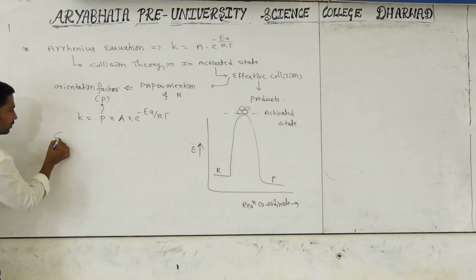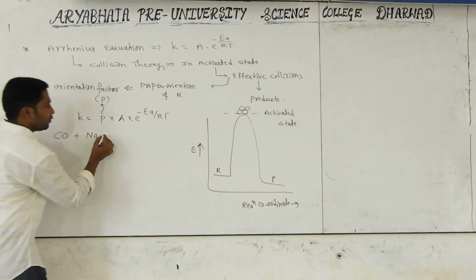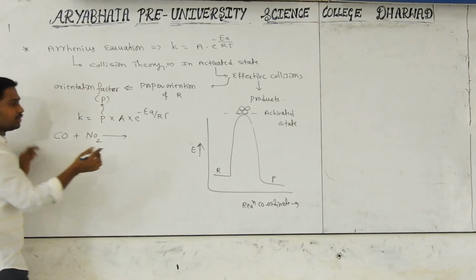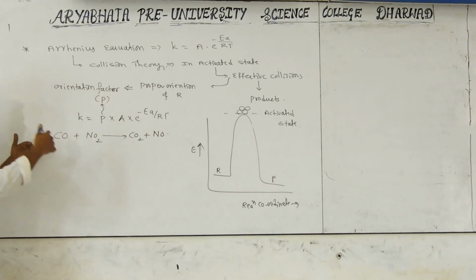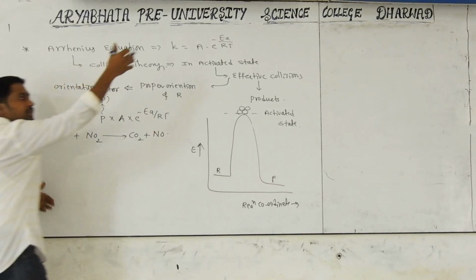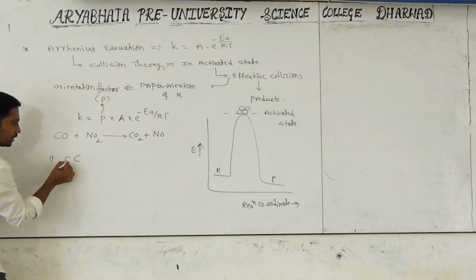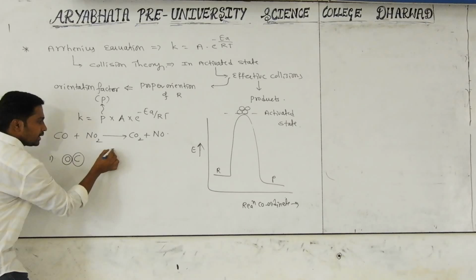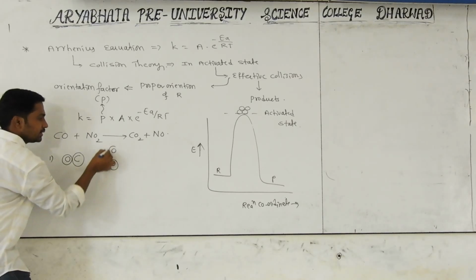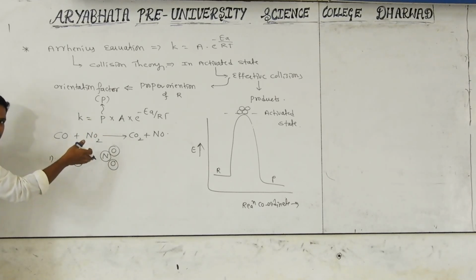For example, you have CO plus NO2. They are in the activated state. They are involved in effective collisions only if they convert into products like CO2 plus NO. What are the different possible orientations of collisions in the activated state with these molecules? First case, see carefully. You take carbon and oxygen, make them spherical bodies, combining with nitrogen and oxygen, the NO2 molecule. These collisions happen in the activated state, but they are useless. Why? They do not have the proper orientation in the collision.